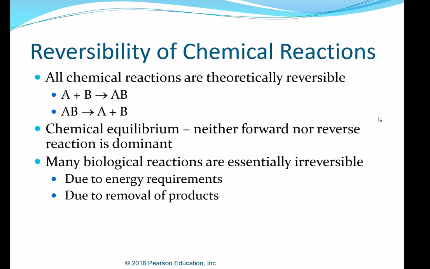Theoretically, every chemical reaction is reversible. Right? Theoretically, A plus B becoming AB could go the other way around, where AB becomes A plus B. Most reactions will occur in, theoretically, both of these directions, both the forward and the reverse reaction, until an equilibrium is reached, where neither of them is dominant and they're both occurring simultaneously.